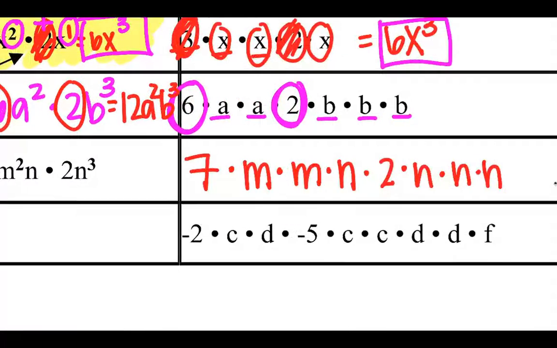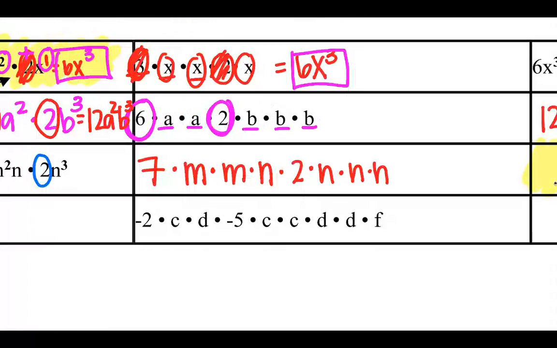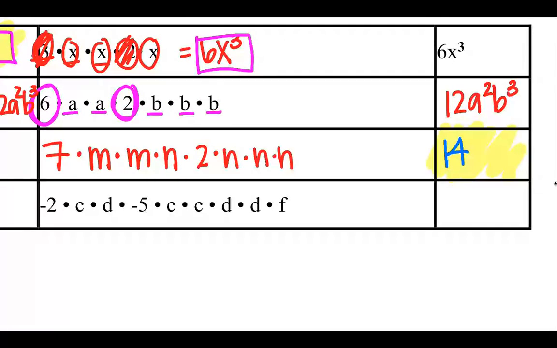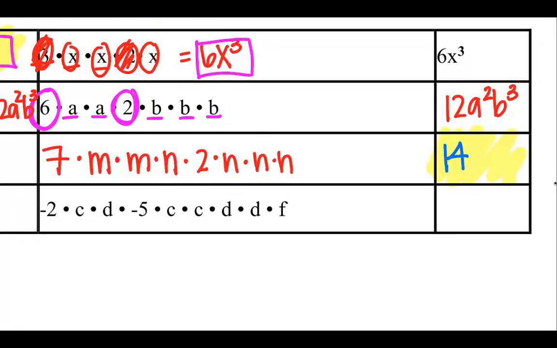So from here, you're going to multiply your numbers. So I've got 7 and 2, which is 14. So the 14 is the number up front. Then I'm going to move on to my m's. So I've got m squared, and there's no other m's there. So I'm just going to write out m squared.